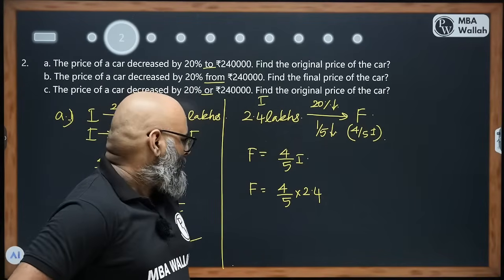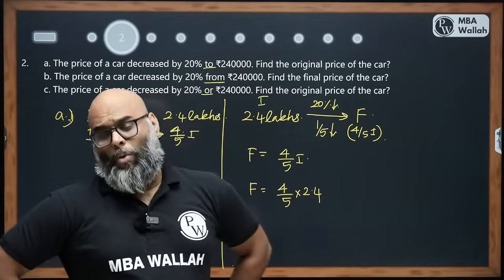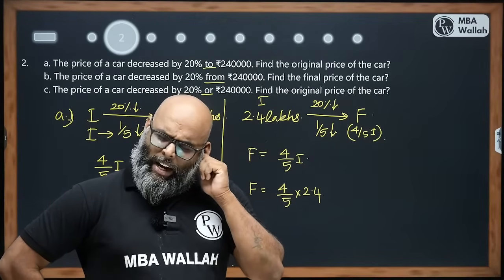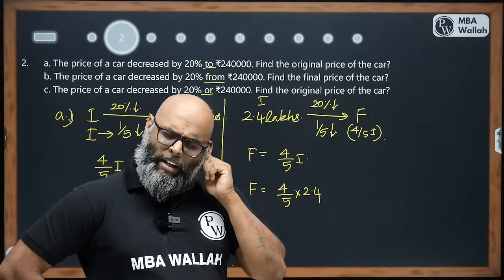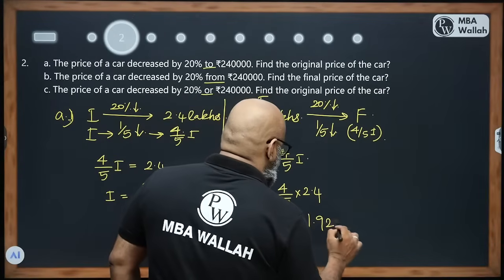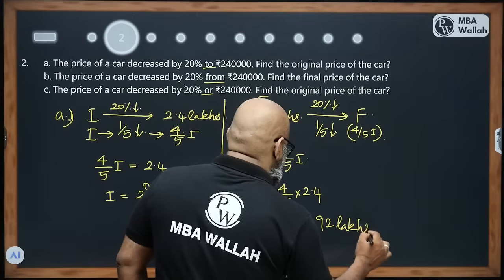2.4 into 4 is 9.6. 9.6 divided by 5 will be 19.2. So this will be 1.92 lakhs. Right?